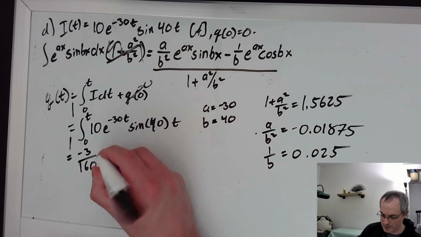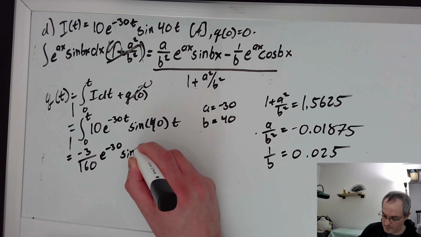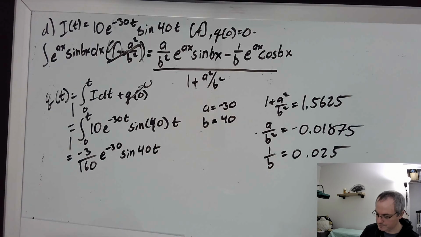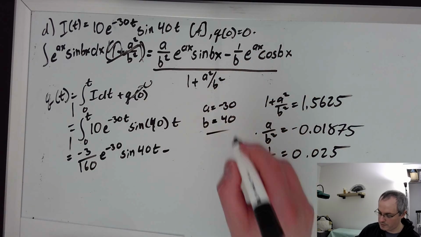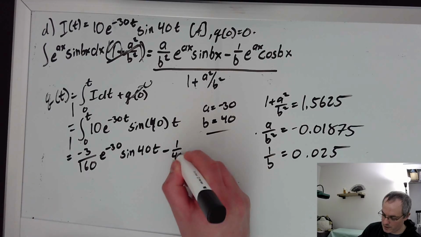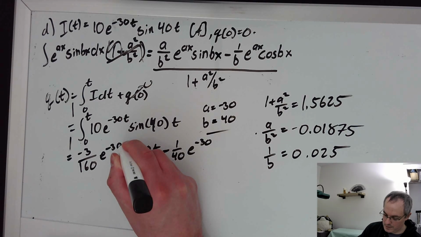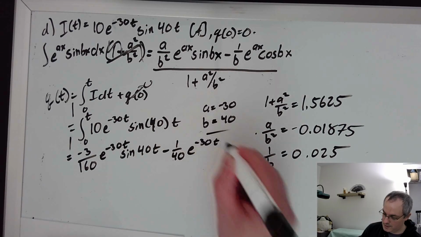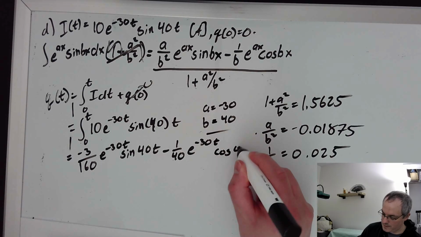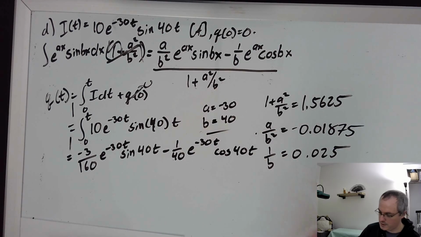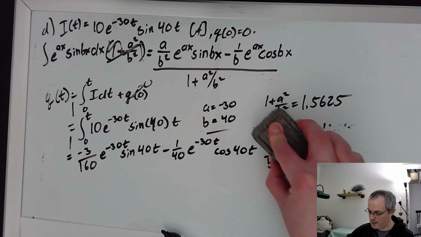For that, and then we have e to the minus 30t sine 40t, minus, and b was 40, so minus 1 over 40 e to the minus 30t cosine 40t. I'm going to erase that.